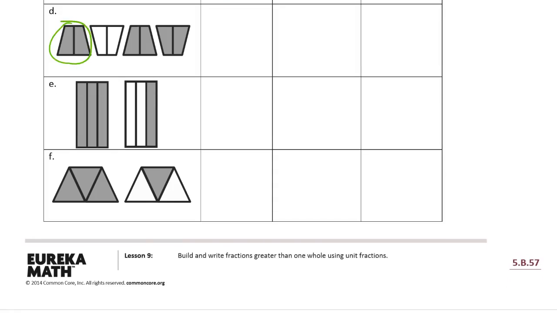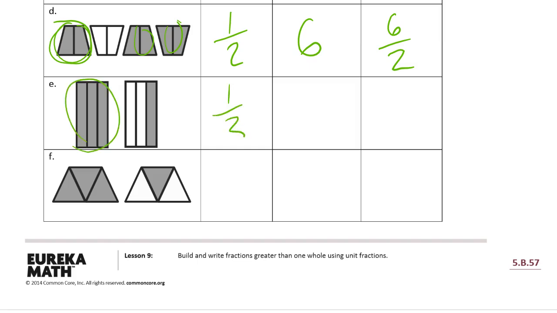And this shape here is divided into halves, so the unit fraction is 1/2. Unit fractions always have 1 for the numerator. It's the unit that we're counting. So how many halves are shaded in? We've got 2 for each whole, right? So that's 2, 4, 6 halves, right? So that's 6 parts that are shaded in. That's 6 halves. And here our whole shape is divided into thirds, so our unit fraction is 1/3.